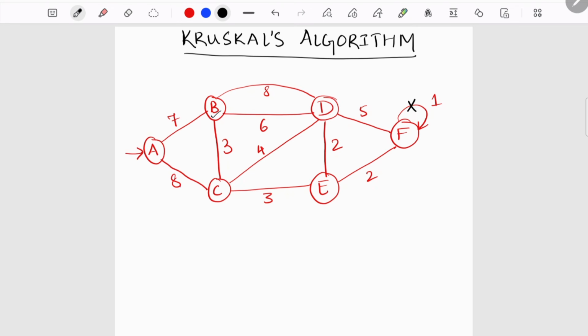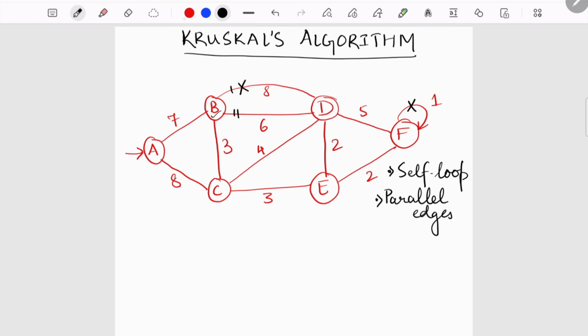So this is a self loop. I have explained what is a self loop and what are parallel edges in my previous video, where I have explained about Prim's algorithm. So you can refer to that if you have not seen it. So I am not going to consider this self loop while creating my minimum spanning tree. And this and this edge are parallel edges. So we are going to remove the edge with the higher weight.